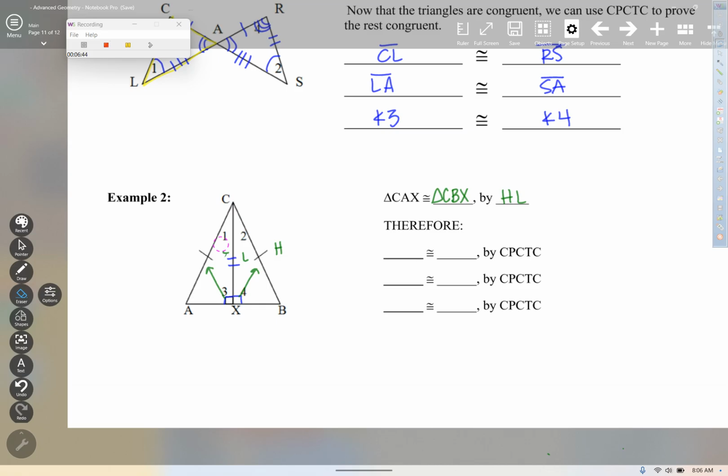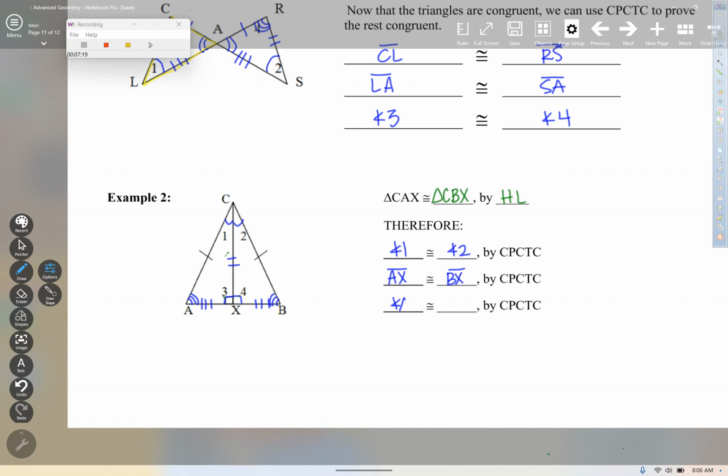All right. Now, since that's true, I can say all the corresponding parts are now congruent. So what's not already marked? Well, angle 1 and angle 2 are corresponding. Let's see, side AX gets 3 and side BX gets 3. So AX is congruent to BX. Oh, and then I still have angle A is congruent to angle B. That's still one I need to take care of. And all of those are true because corresponding parts of congruent triangles are congruent, CPCTC.